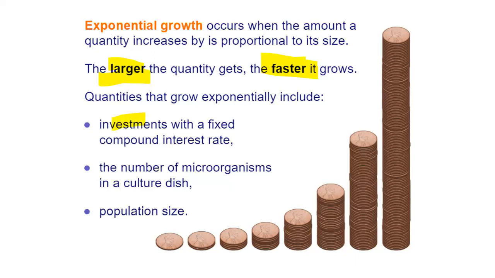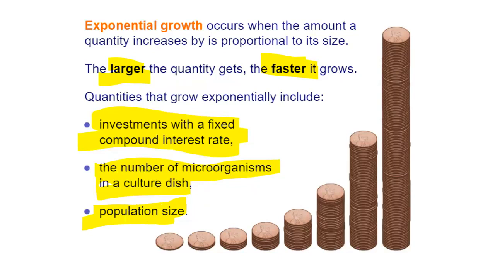So if we have investments with a fixed interest rate, if you invest money at a bank and they give you an interest rate, that is going to be exponential growth. Over time, you're going to see it start to grow more. In biology, or science, we could see microorganisms in a culture dish. Each organism doubles, and then each new organism doubles, so we have an exponential relationship. And then the last thing we'll see is population size. Most populations have some sort of exponential function. Typically, it is growth.